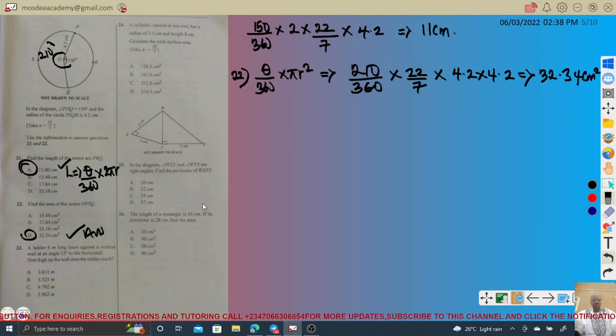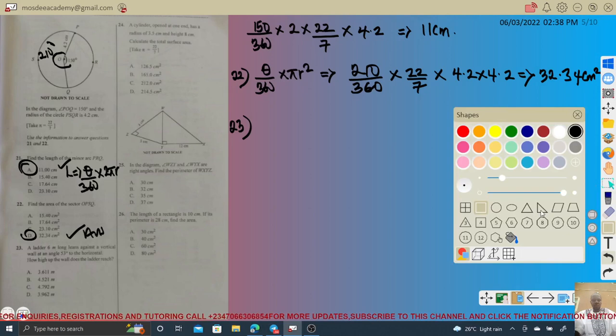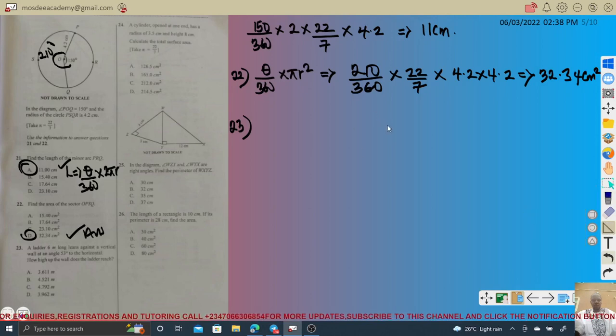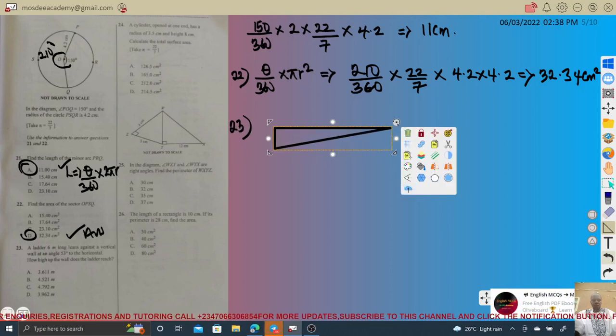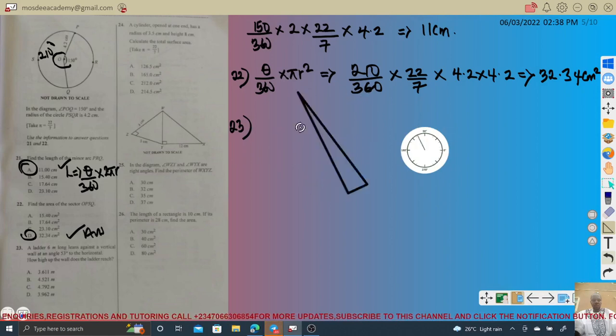The next question is question 23 of 50. A ladder 6 meters long leans against the vertical wall at an angle of 53 degrees to its horizontal. How high up is it against the wall? Since it's a ladder leaning against the wall, everybody knows the diagram. Predictable diagram, like I do say. For a predictable diagram, you don't need to waste your time, my dear students. So you can just draw your ladder or draw it anyhow you want it to be.